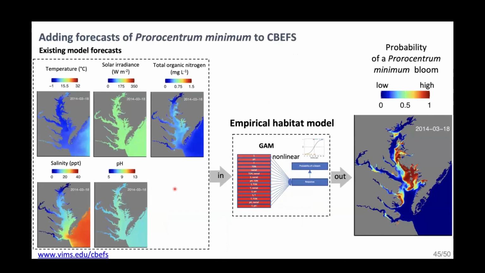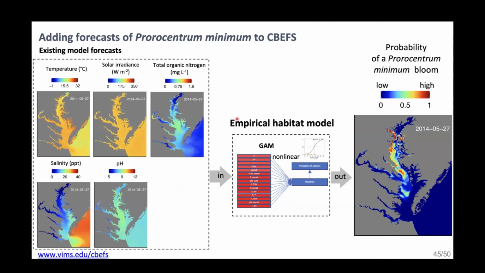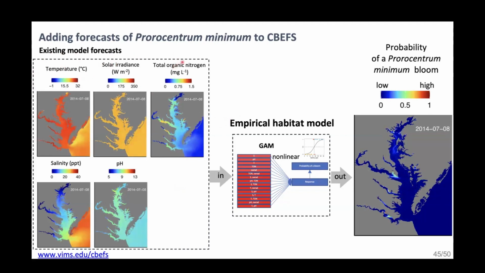And why are these results important? Of course, we use these insights to construct our forecast, and this is just one example for Prorocentrum minimum. So these were some of the results of the first paper that we published. On the left, you have the 5 environmental predictors for Prorocentrum minimum in this case: temperature, solar radiance, total organic nitrogen, salinity, and pH. And these are mechanistic model hindcasts for 2014. Then we use these hindcasts as input in our empirical habitat model to get the forecast as shown on the right. And in this case, we used a so-called generalized additive model.